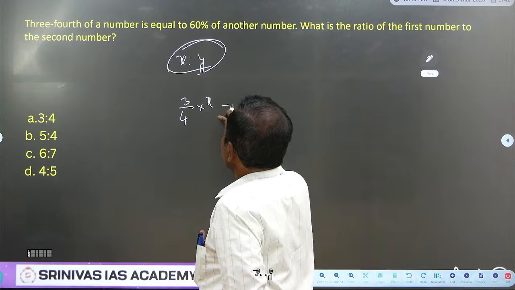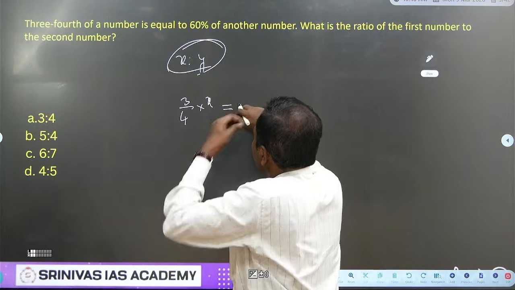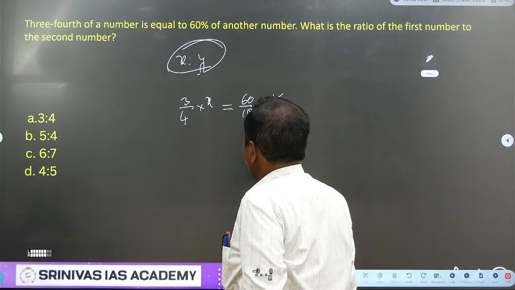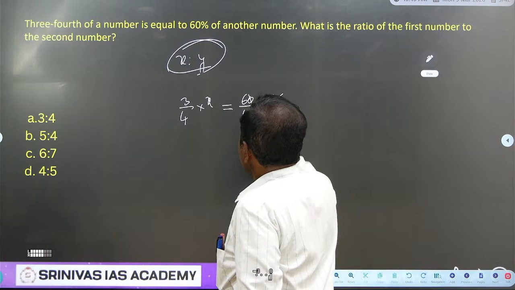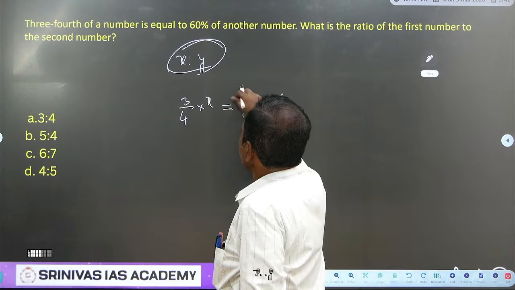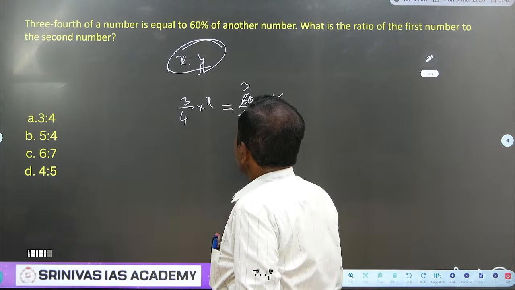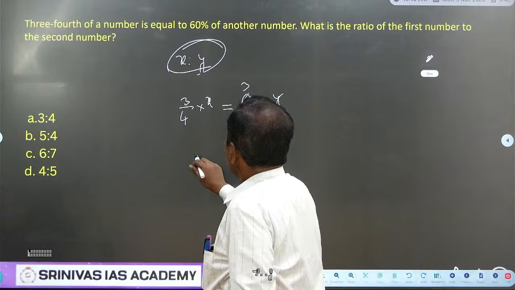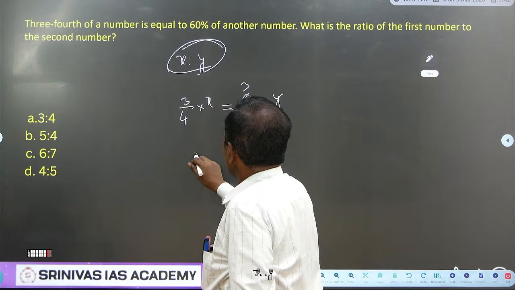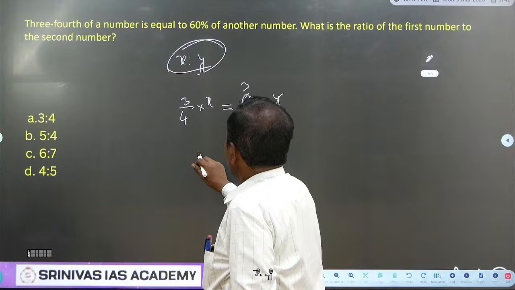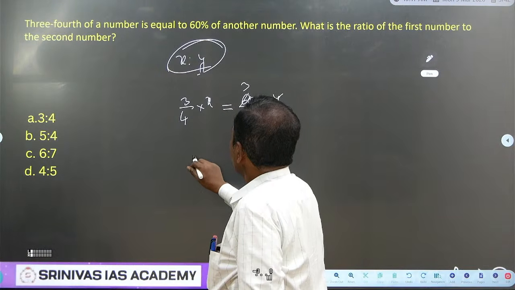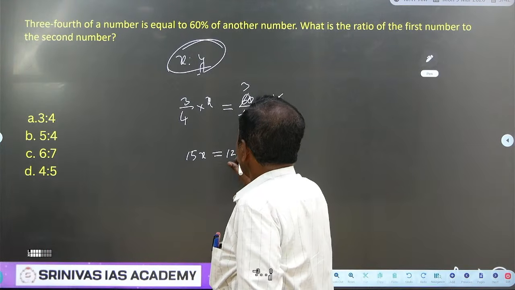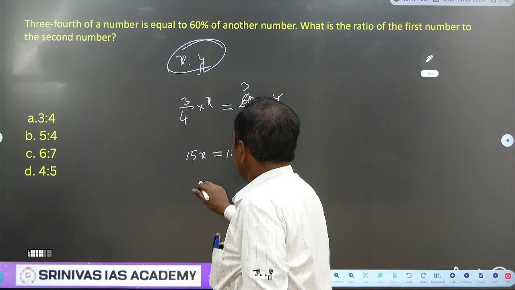See, x is 60% of y. Okay, the 0s get cancelled. Leave it. 2 3s are, 2 5s are, 5 3s are 15. That's all. 15x equals 12y. Take cross multiplication. Okay, cross multiplication. 15x equals 12y. 15x equals 12y.